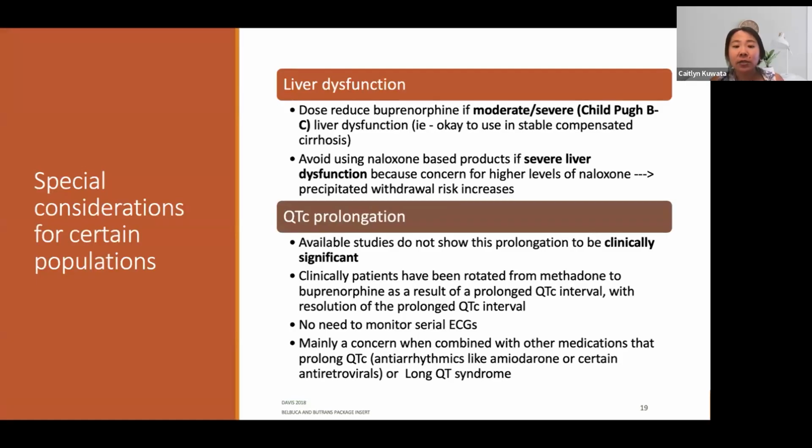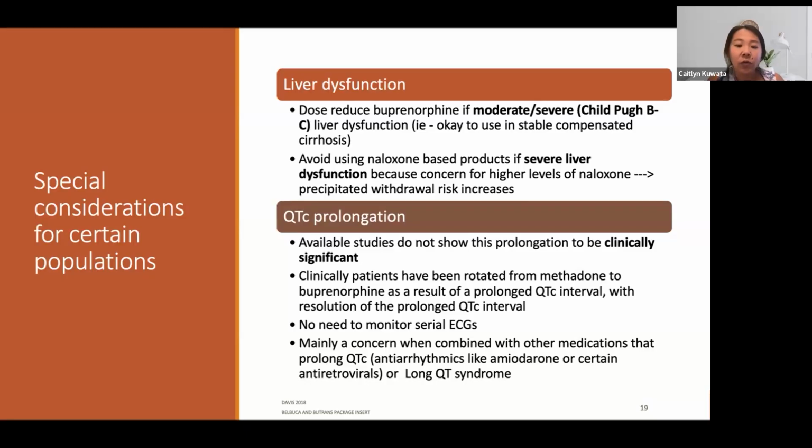Other special considerations in terms of your patient populations. So for liver dysfunction, you can dose reduce for those with moderate to severe liver dysfunction, but if someone has very stable cirrhosis and it's compensated, you don't have to worry about adjusting your buprenorphine dosing. The other thing to be mindful of is not buprenorphine, but naloxone needs to be adjusted if there's severe liver dysfunction, in the sense that you're at higher risk for naloxone building up. And so you may opt out of using the combination of buprenorphine plus naloxone for that population who has severe liver disease. You may use buprenorphine alone.